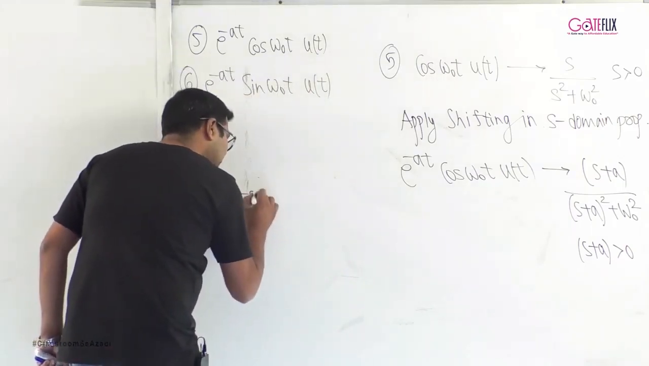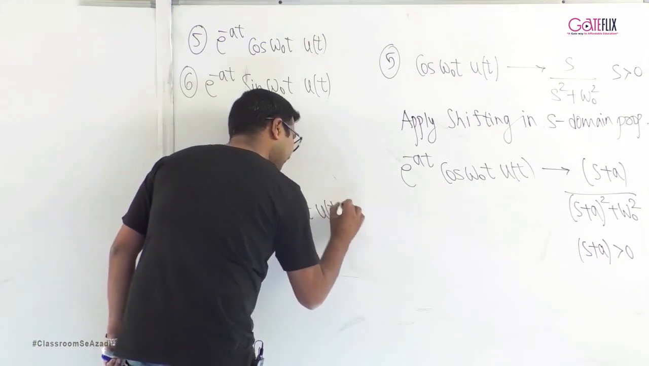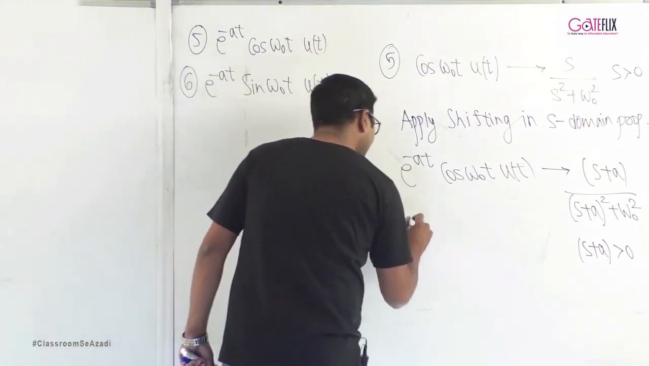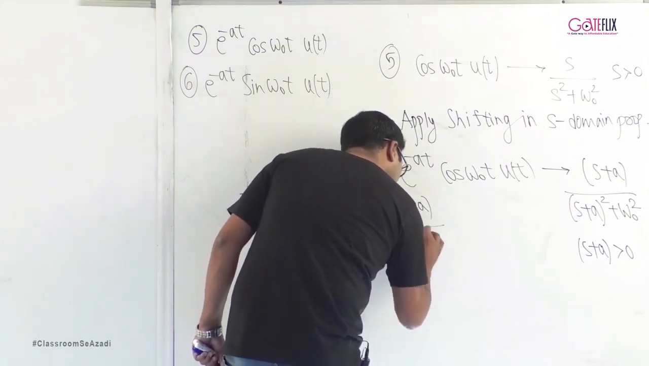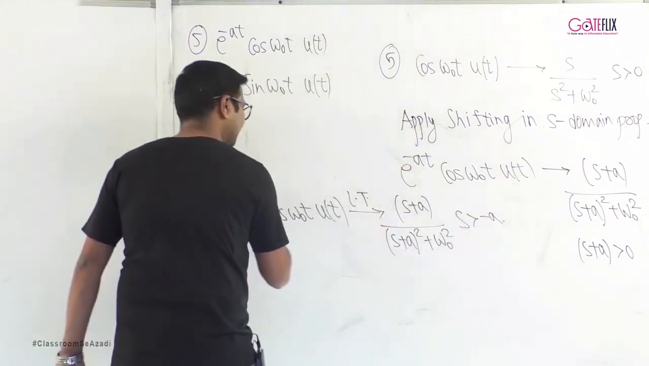Therefore, for e raised to minus at cos omega naught t u of t, the Laplace transform comes out to be s plus a divided by s plus a whole square plus omega naught square, and the ROC will be s greater than minus a.